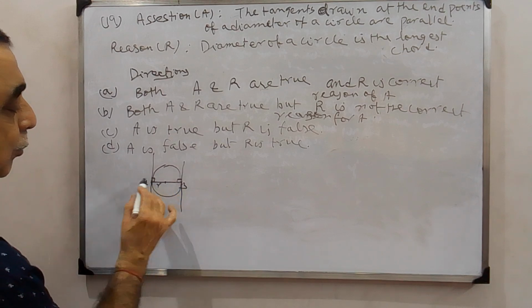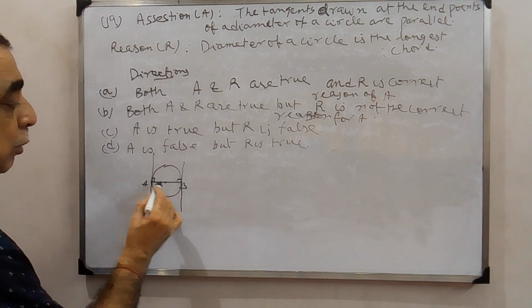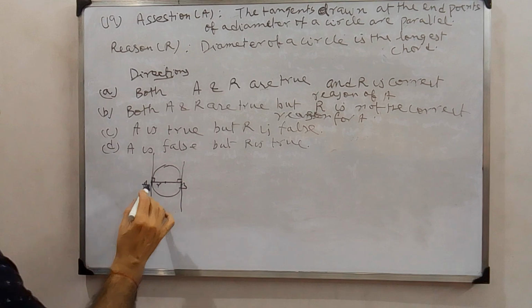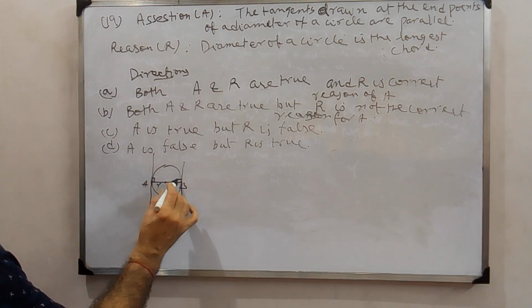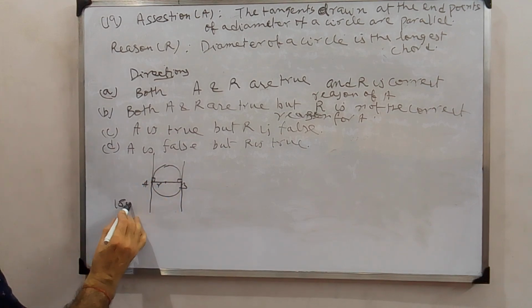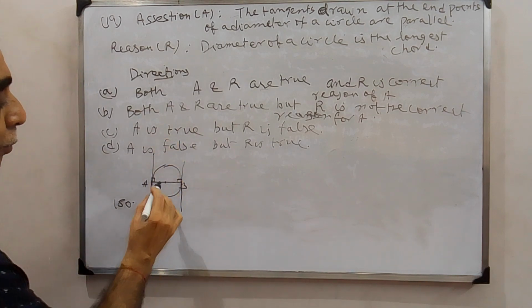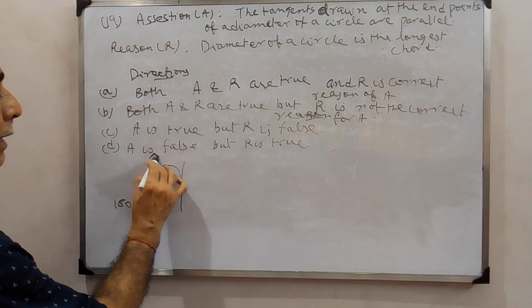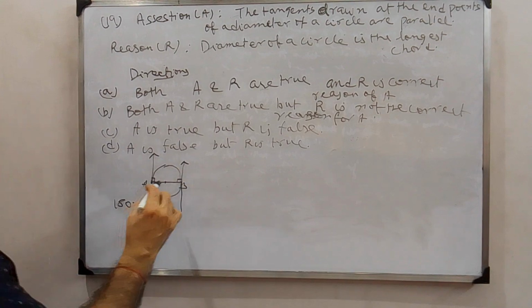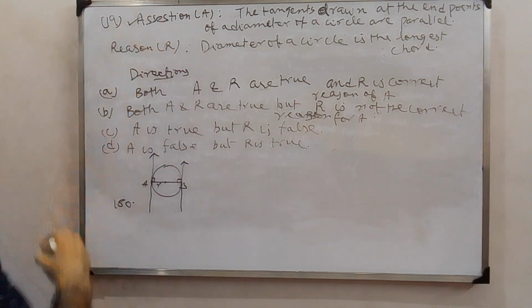These two angles will be 90 and 90, because the radius is perpendicular to the tangent. So the sum of these two angles will be 180 degrees. And when the sum of the interior angles on the same side of the transversal equals 180 degrees, the lines become parallel. So assertion A is correct.